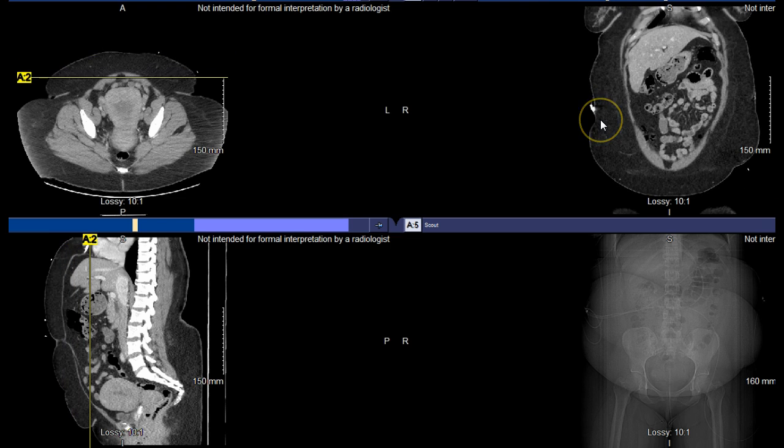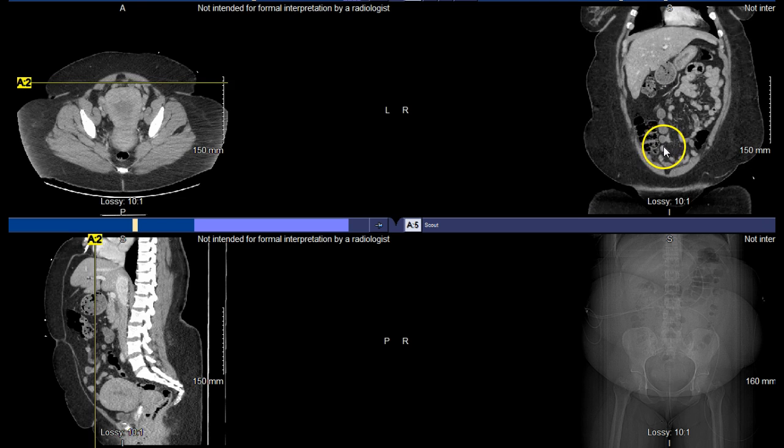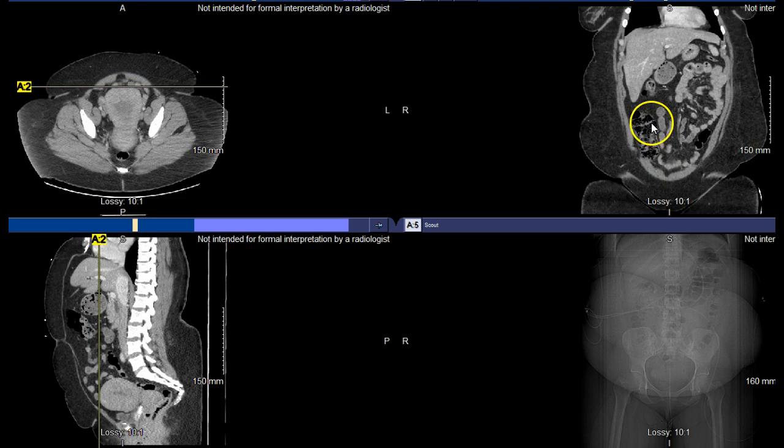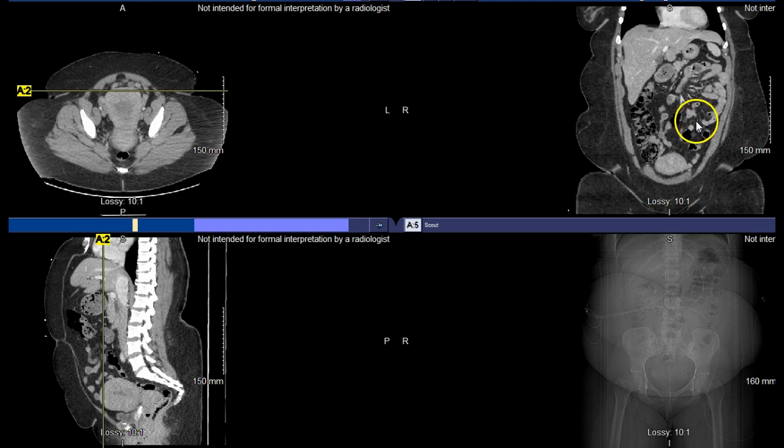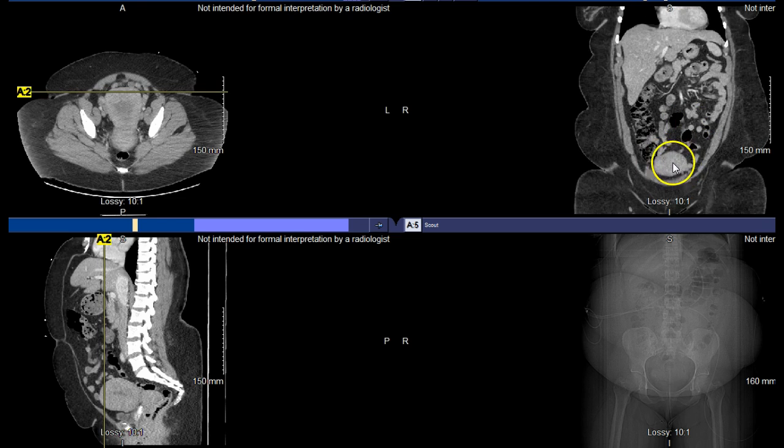As we continue to scroll back in, you can see the loops of the bowel, you can see the position of the liver, and you can see, hey, there's colon versus there's small intestine, so you can see some of those differentiations here.